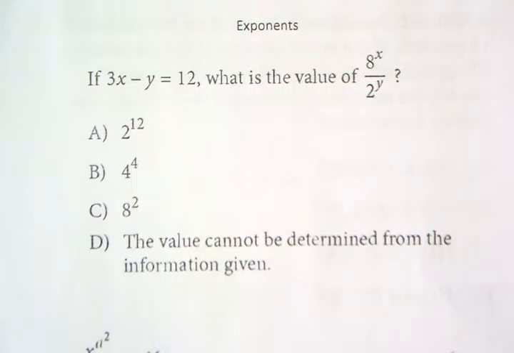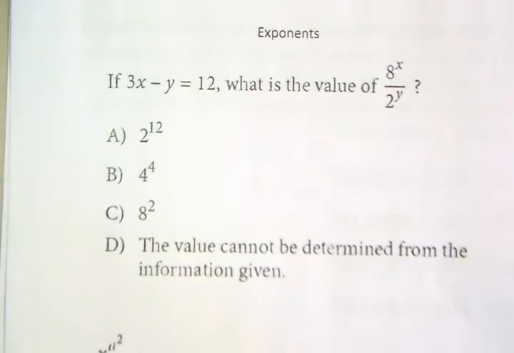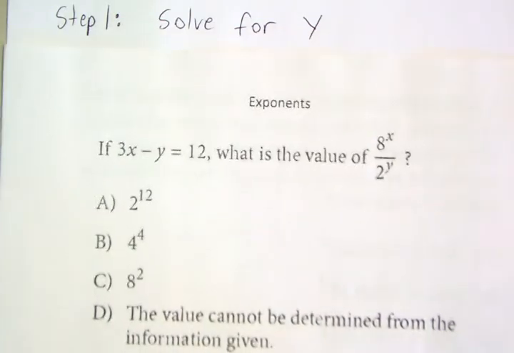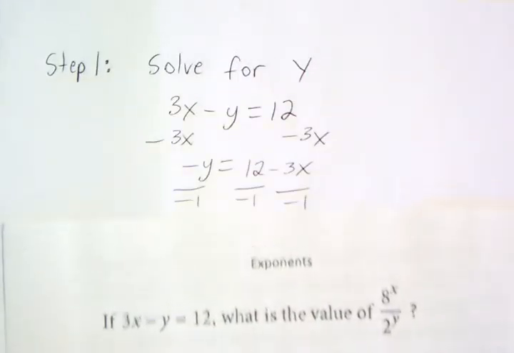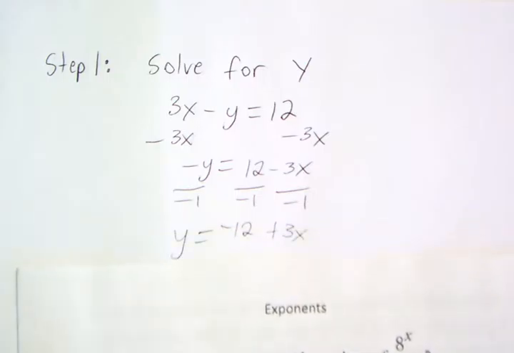So for number 1, if 3x minus y equals 12, what is the value of 8 to the power of x divided by 2 to the power of y? The first step for this problem is to solve for y, and we're going to do that by first subtracting 3x from both sides.